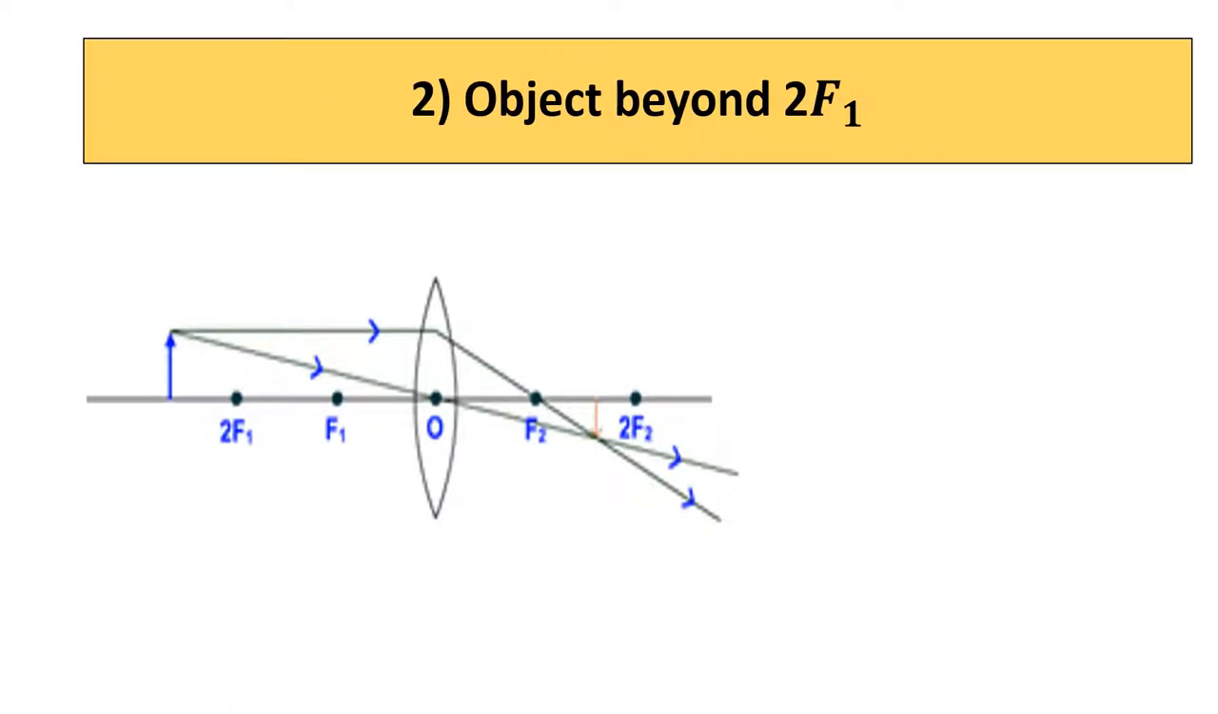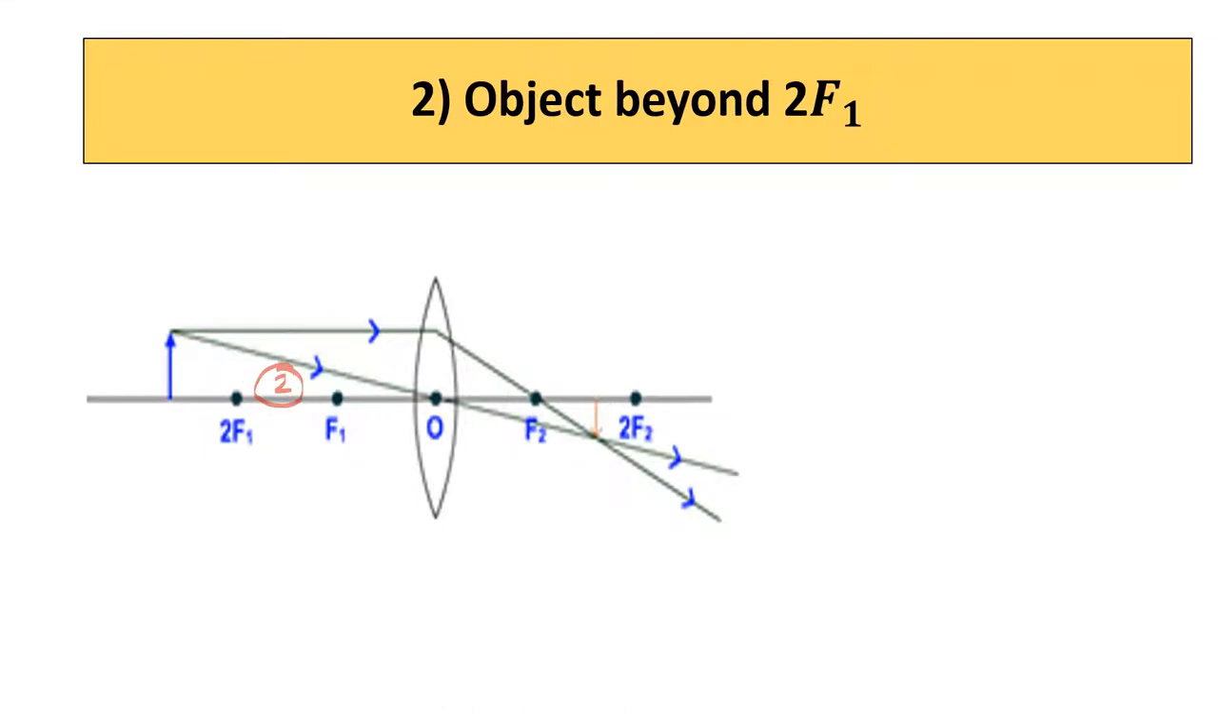When the object is beyond 2F1, this is the object and it is kept on the principal axis beyond 2F1. The incident ray 1 is passing parallel to the principal axis. This is ray 1 and it is parallel to the principal axis. Therefore, after refraction, this should pass through the focus. This is passing through the focus F2.